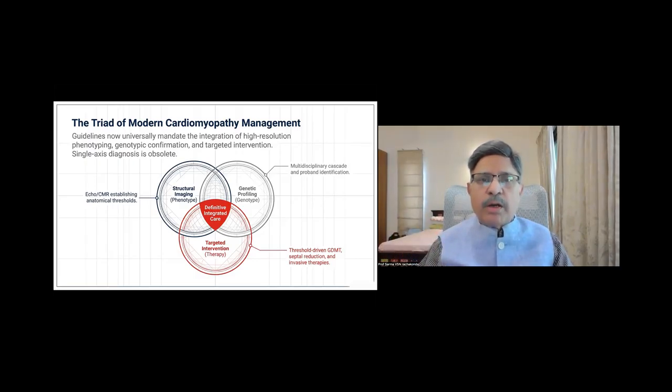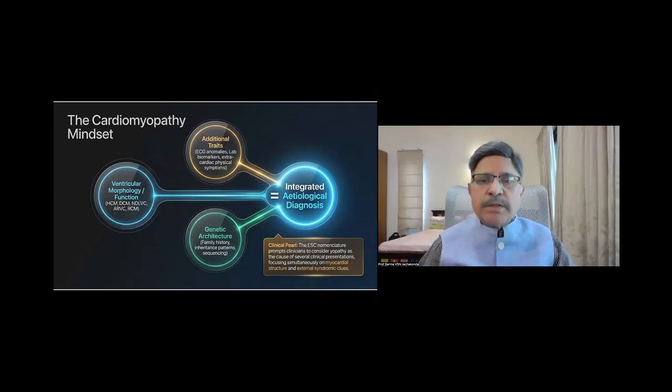The triad of modern cardiomyopathy management: guidelines now universally mandate the integration of high-resolution phenotype, genotypic confirmation, and targeted intervention. Single-axis diagnosis is obsolete. What is single-axis diagnosis? Previously we used to call it restrictive, obstructive, like that. That is a single-axis diagnosis. Here it is a multimodal approach: structural imaging, genetic profiling, and GDMT, guideline directed medical therapy. Okay, the cardiomyopathy mindset has to change.